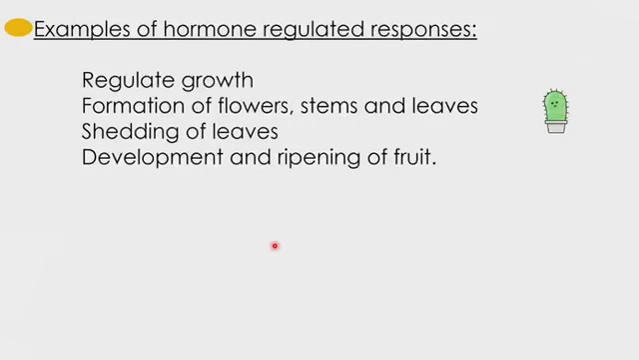The growth hormones that we look at are responsible, for example, for promoting growth, which not only refers to increasing cell division, but also the elongation of cells. So not only are there going to be more cells, but they will actually become longer and bigger. They are also responsible for the formation of flowers, stems, and leaves, and also the shedding of those leaves. Abscisic acid is the plant hormone that's more involved with dormancy in plants. And then there is the development and ripening of fruit.